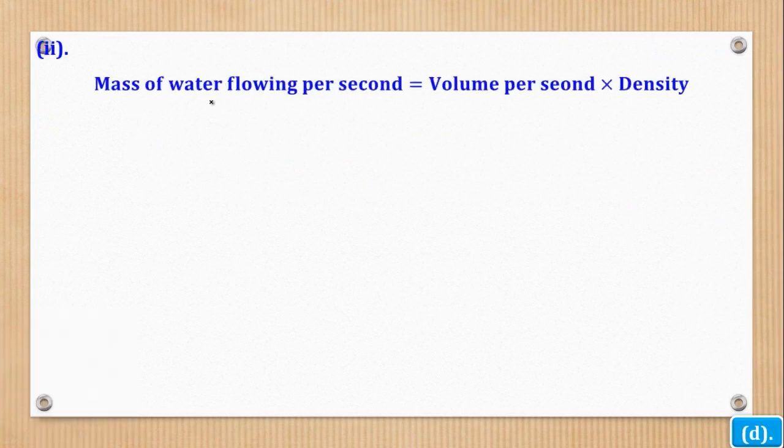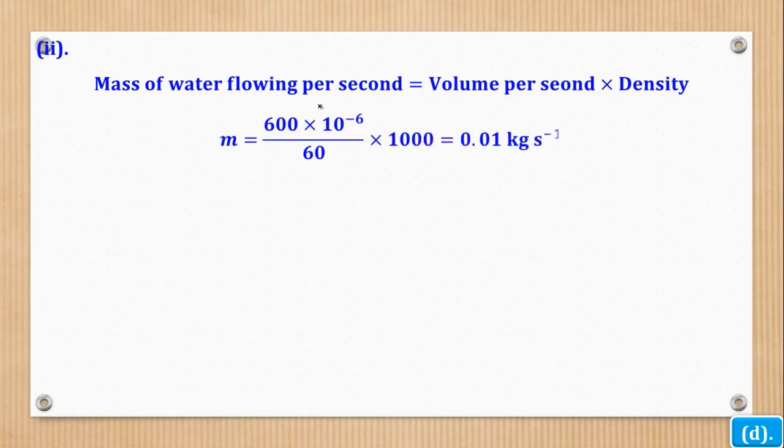So just that mass of water flowing per second is, remember, mass is volume times density. So because there is this word per second, you also have to add it here on one of them. So volume per second times density. So volume per second will be this. Remember, it was this. So you convert it to meters cubed. Because it was meters cubed, you convert it to meters cubed per second. That is why you divide by 60. Then density of water is 1,000. So when I multiply these two, I'll come up with 0.01 kilograms per second.